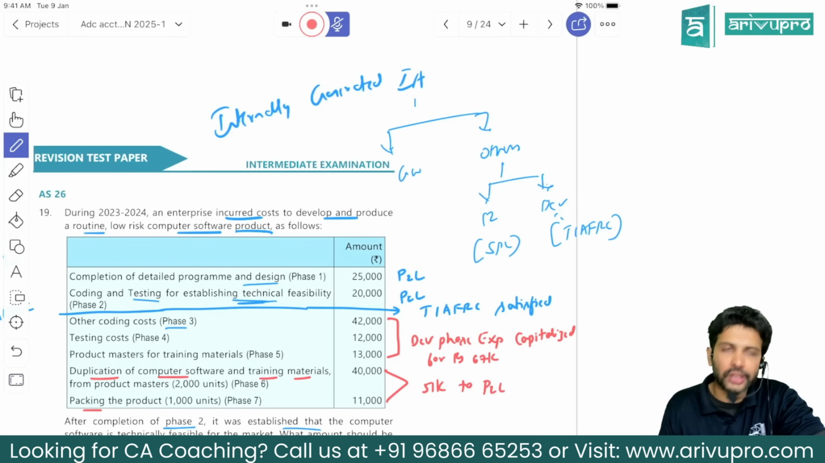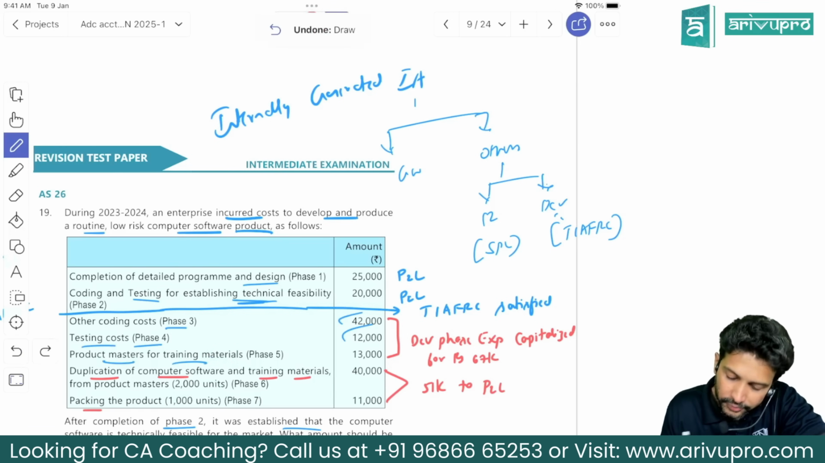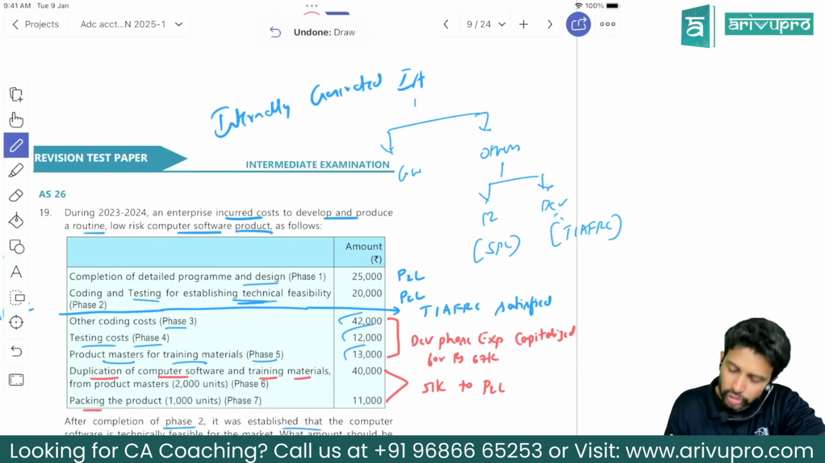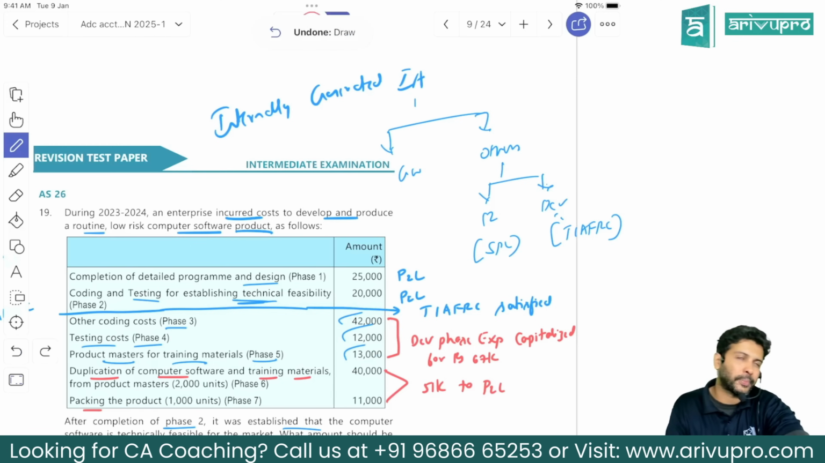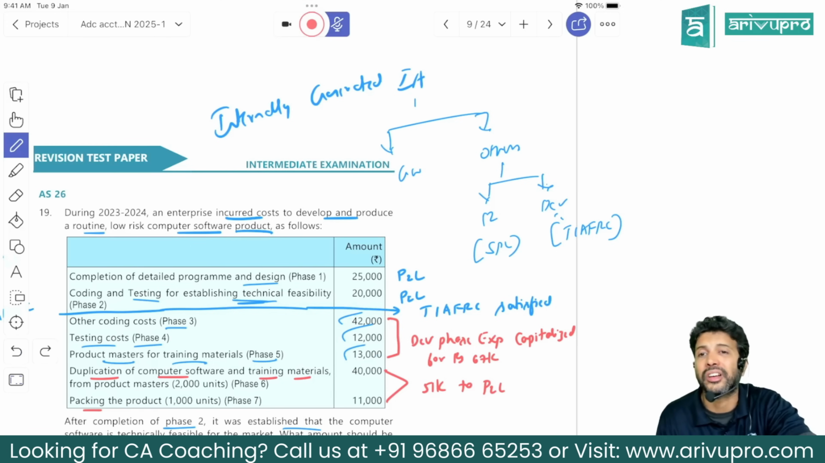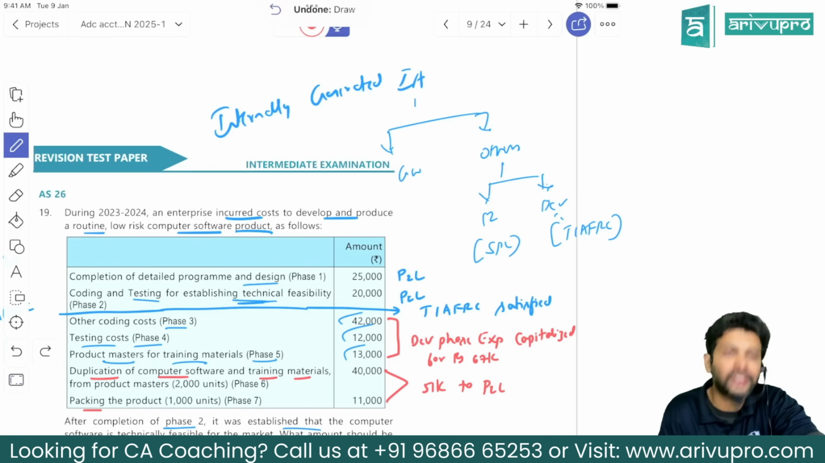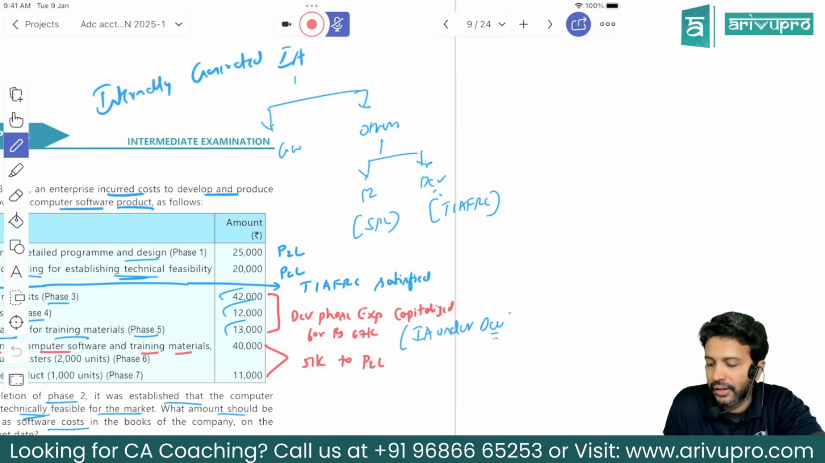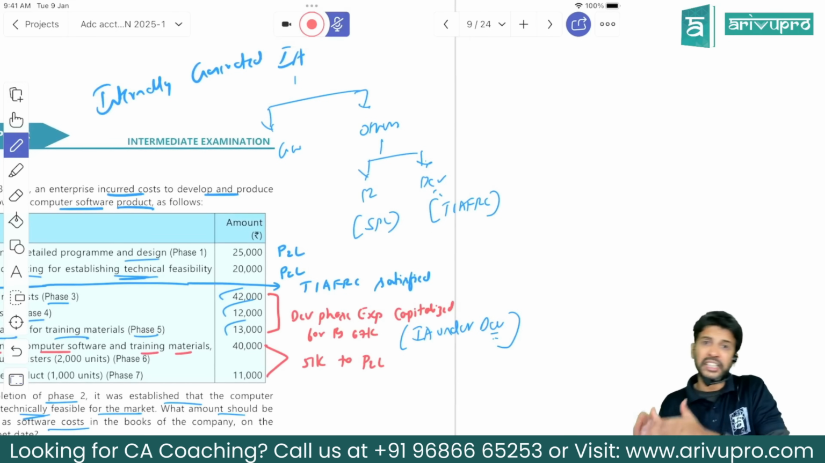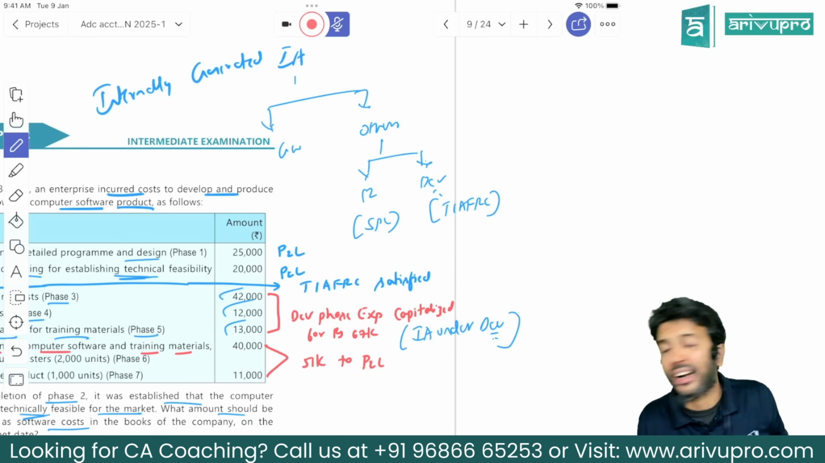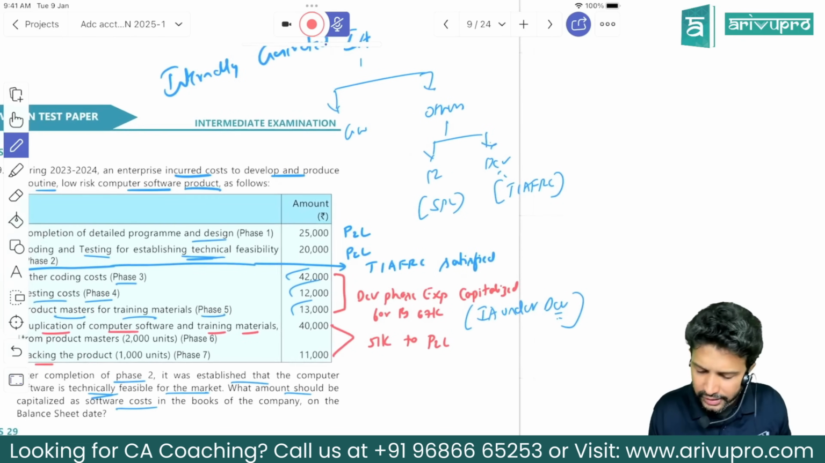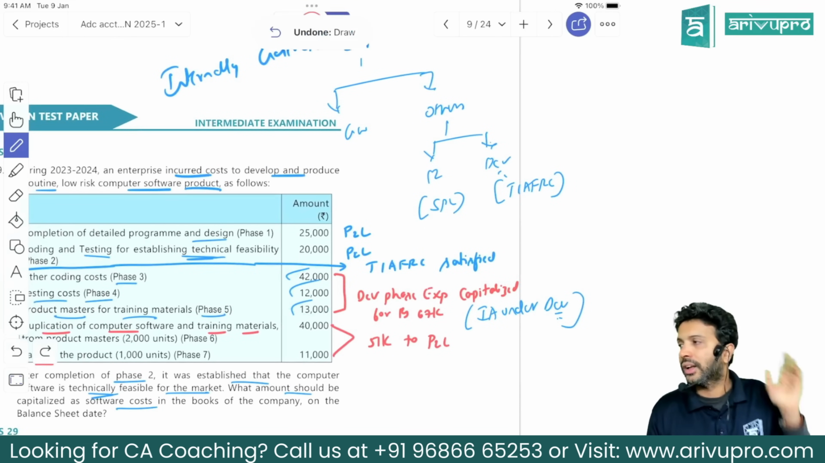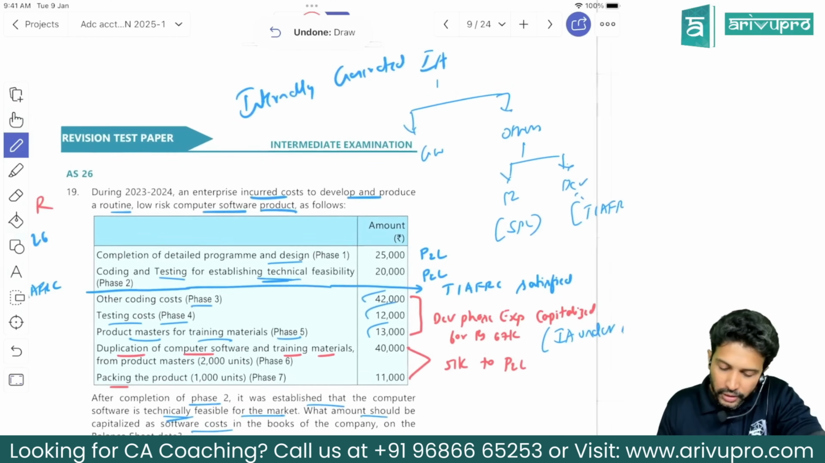So, other coding costs, phase 3, will you capitalize? Yes. Phase 4, testing, will you capitalize? Yes. Product masters for training material, phase 5 expenditure, will you capitalize? Yes. So these 3 are your development phase expenditure, which has already satisfied which condition? TRFRC. So you'll capitalize this and show it as intangible asset or intangible assets under development. We have discussed this in the regular class. Intangible asset is a separate category, and intangible assets under development is a separate category. Till the time development is happening, you will show this as intangible assets under development.